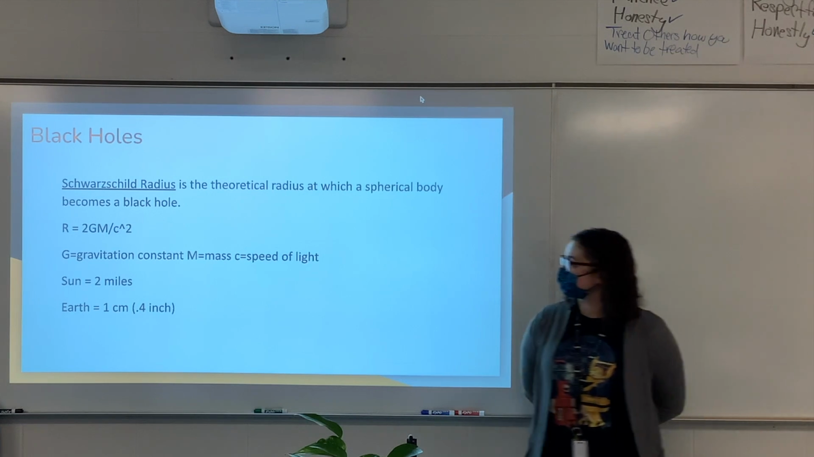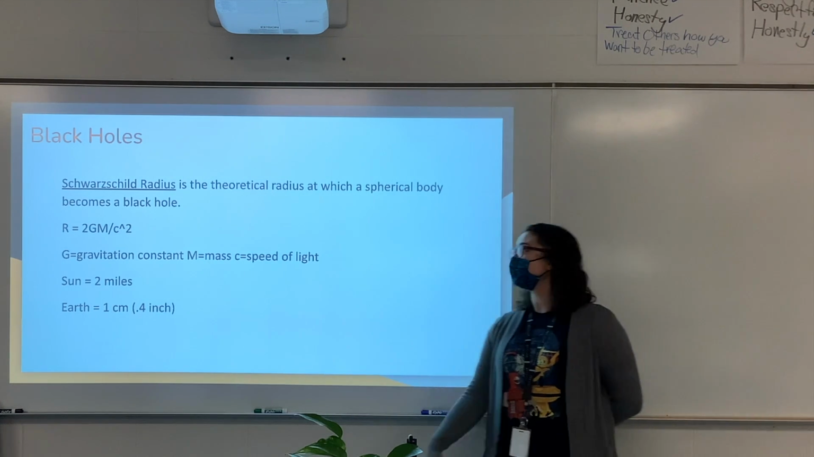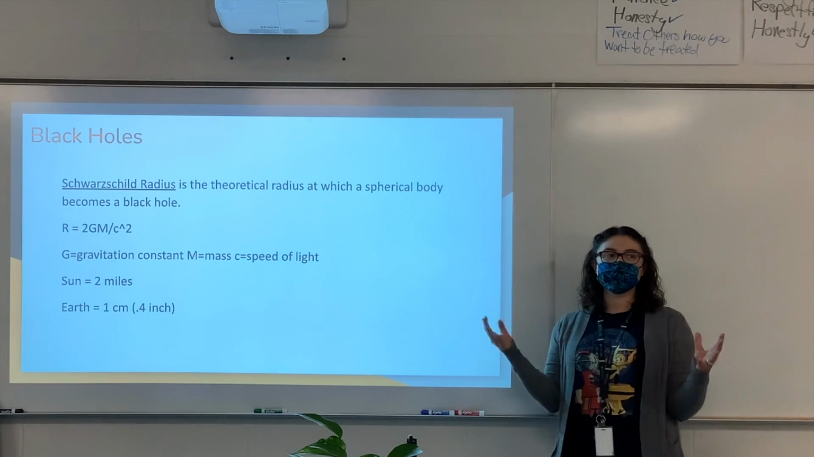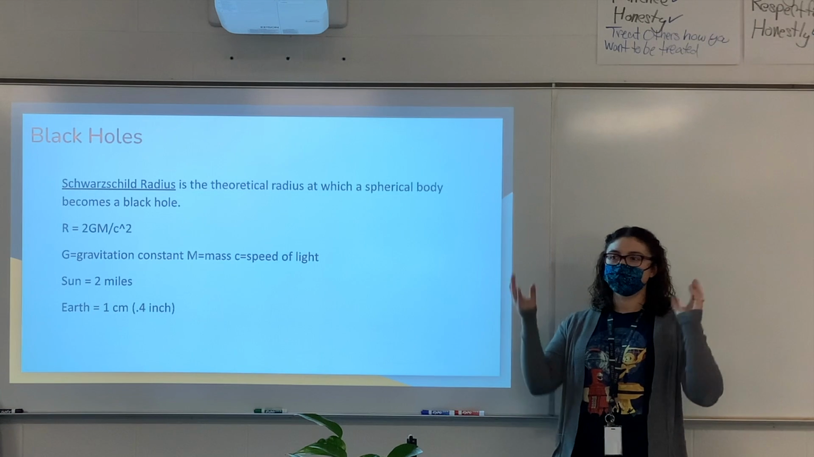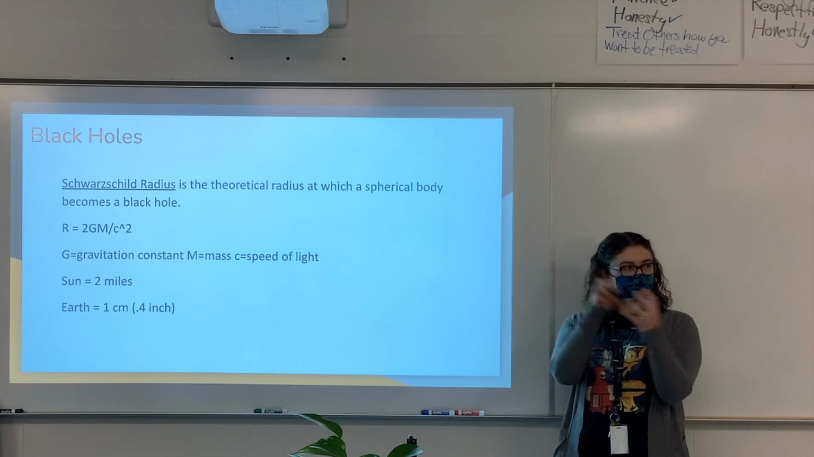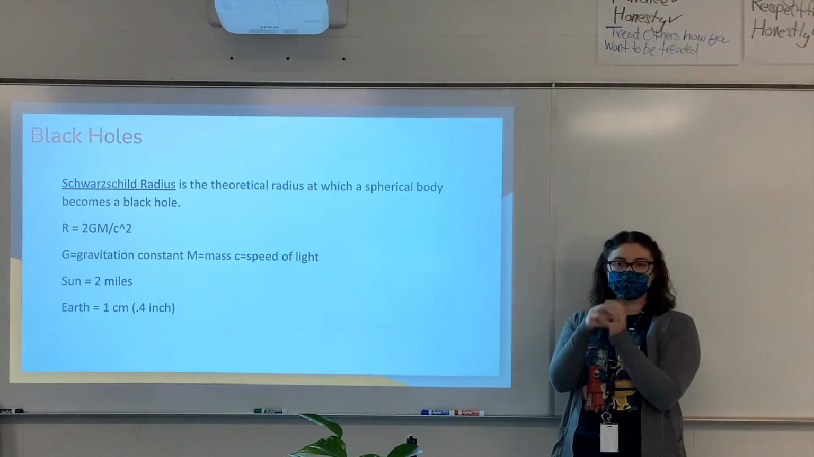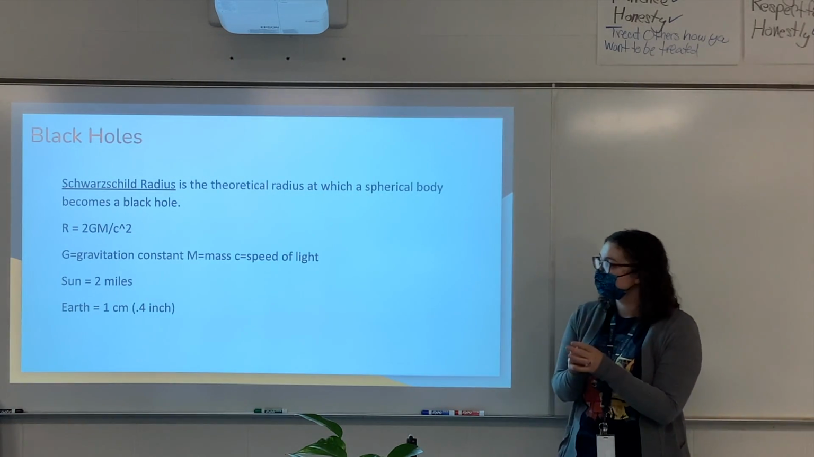The Schwarzschild radius is a theoretical radius at which a spherical body becomes a black hole. So basically, it allows us to figure out how much you would have to compress something, how small you would have to compress something for it to collapse into a black hole.